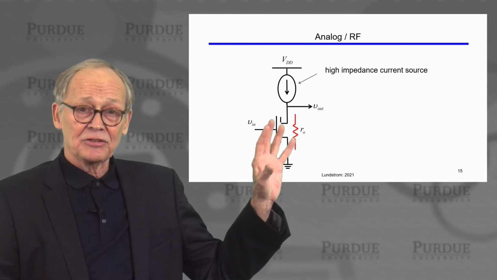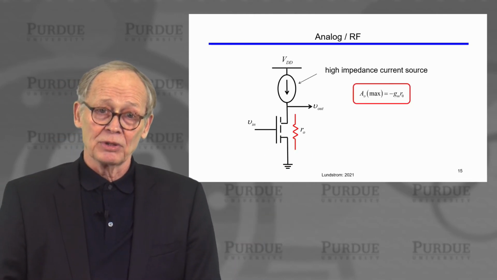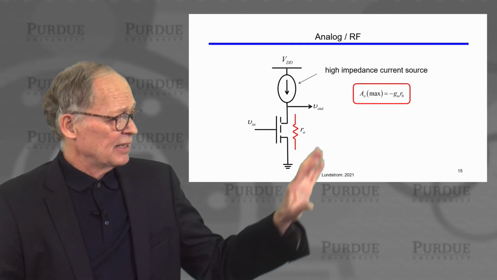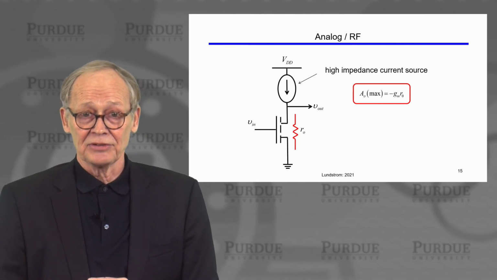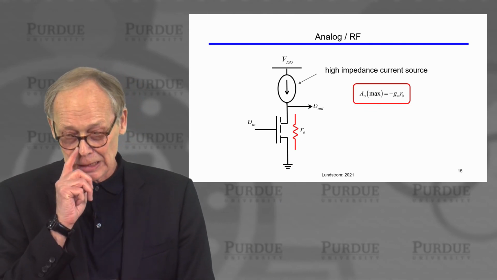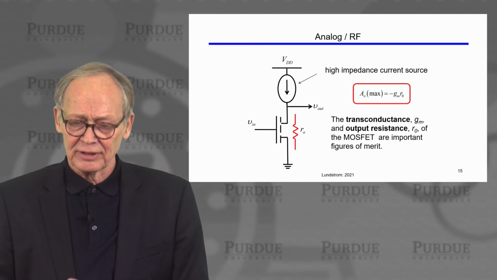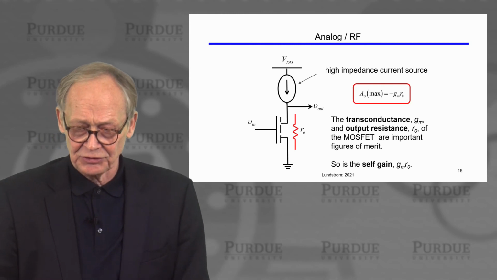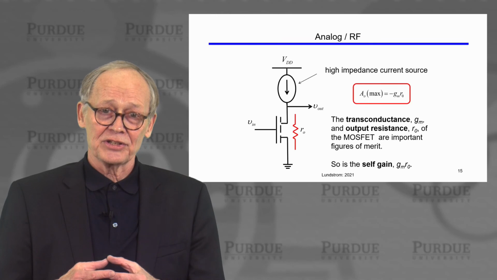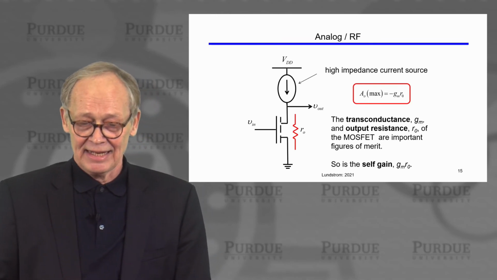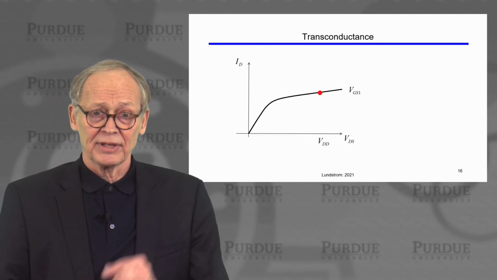then I can ask, what is the gain of this circuit? What is the ratio of the output voltage to the input voltage? And it's relatively easy to show that the gain is minus the transconductance of the transistor times its output resistance. Those are two important figures of merit for analog electronics: transconductance and output resistance. The product of the two we call the self-gain. That's the highest voltage gain that we could get from a simple circuit like this. And it's another important figure of merit.